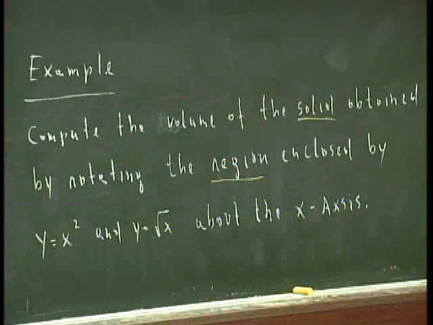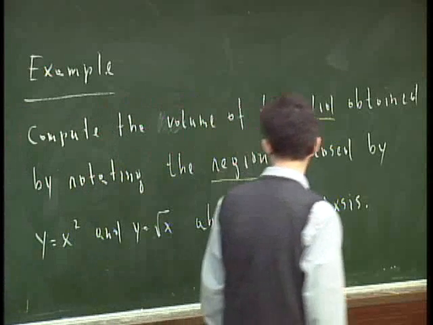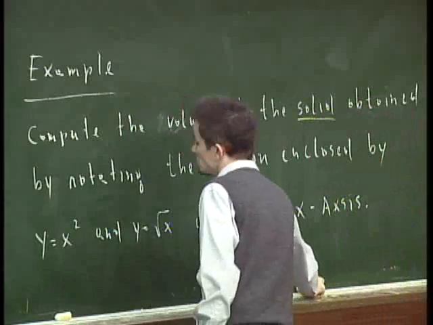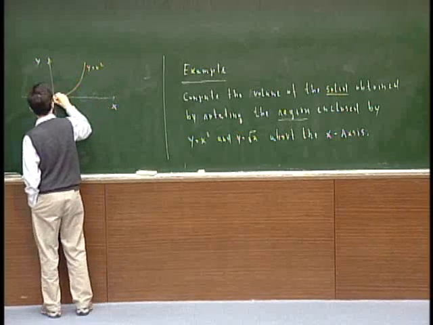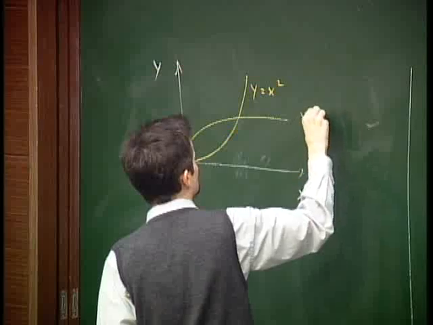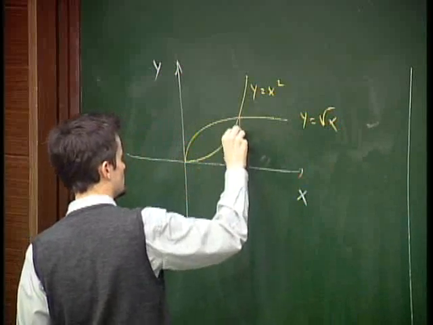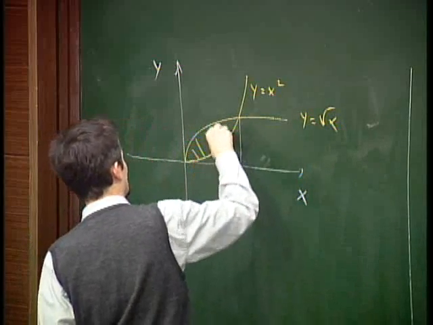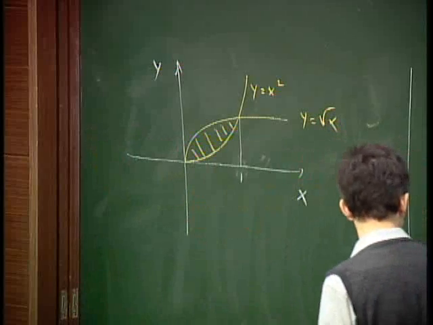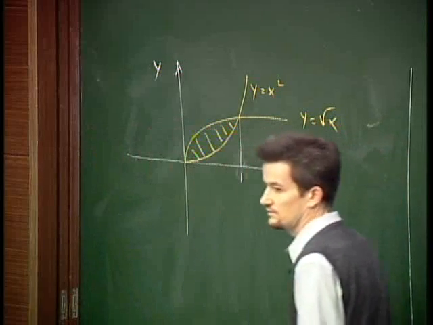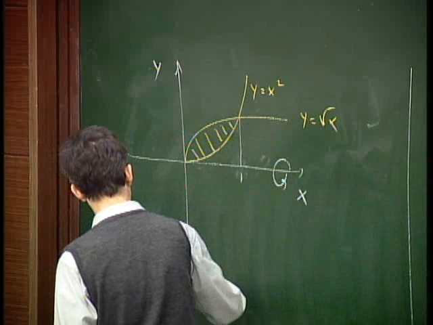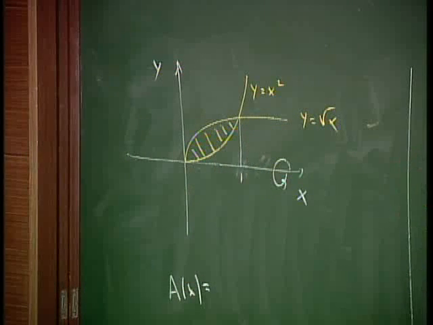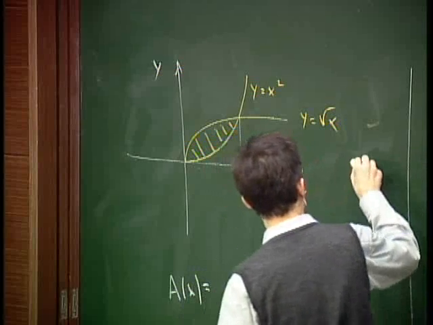If you have to solve this, it's similar, of course. The first thing is to figure out how the region looks which we are going to rotate. In this case it's very easy, because you have the functions. This is the function y equals x squared, and the square root is here. And here you have 1. This is the area which we rotate now about the x-axis. If you look at the cross sections, it's not a disk anymore, but a part of a disk. So the cross section in this case looks like this here.